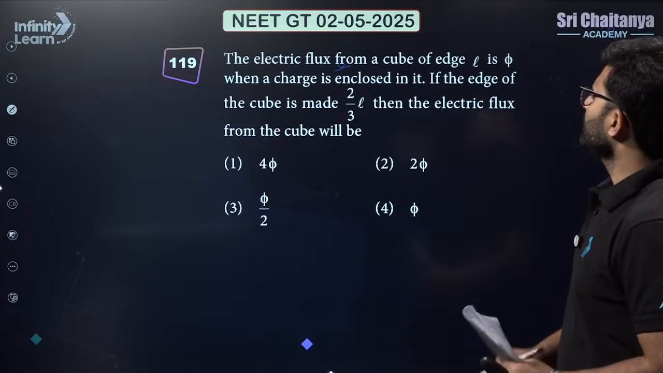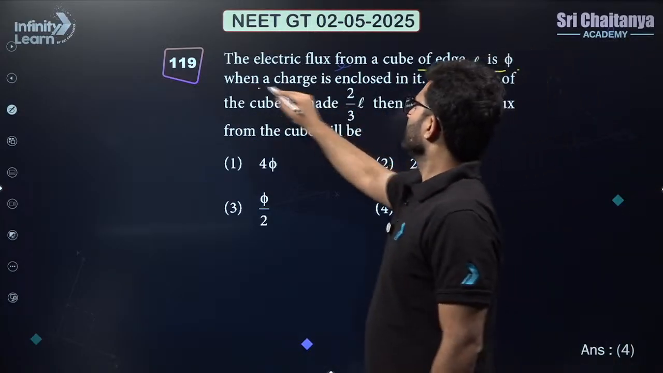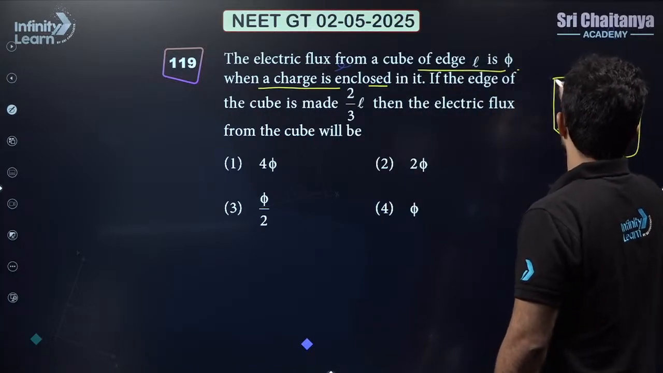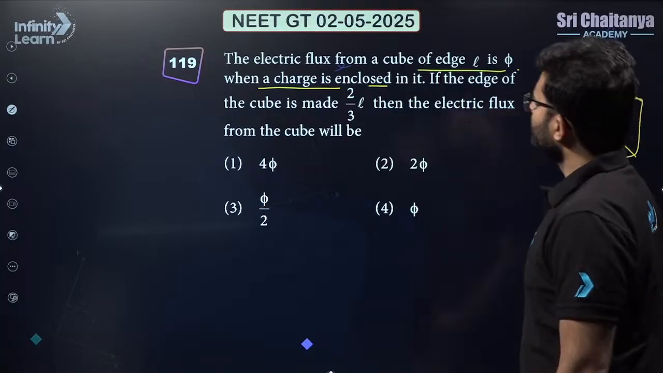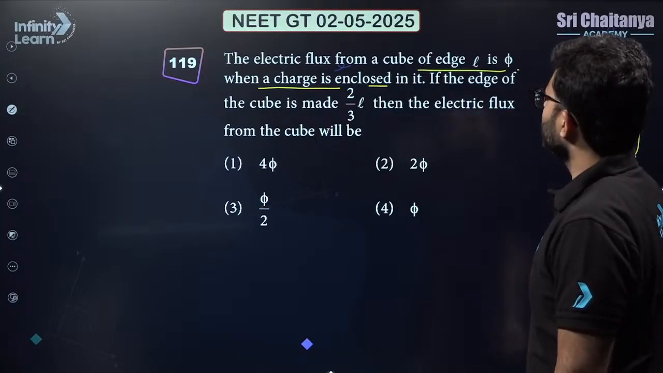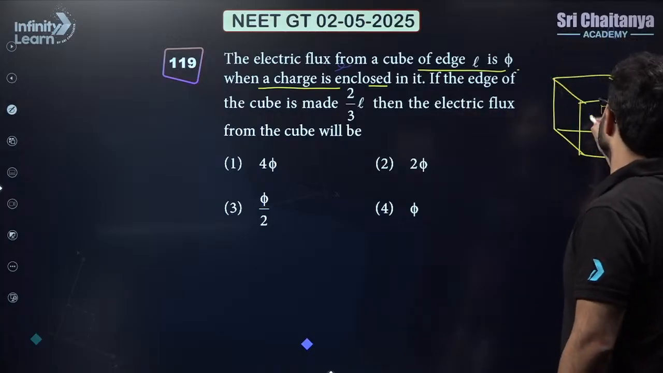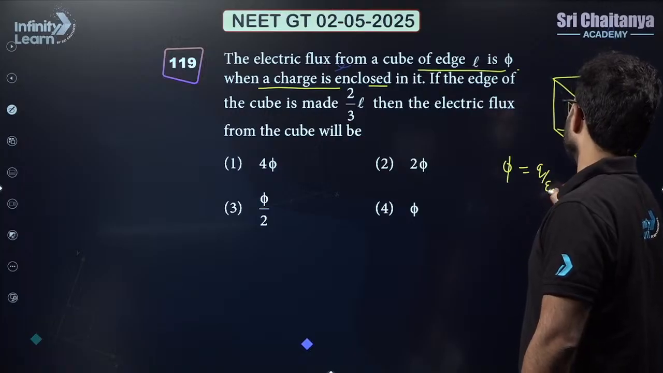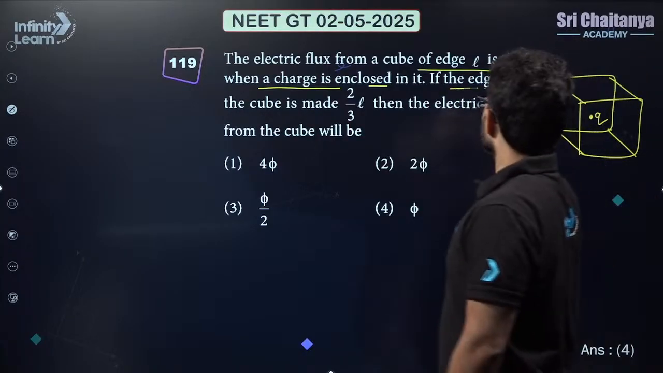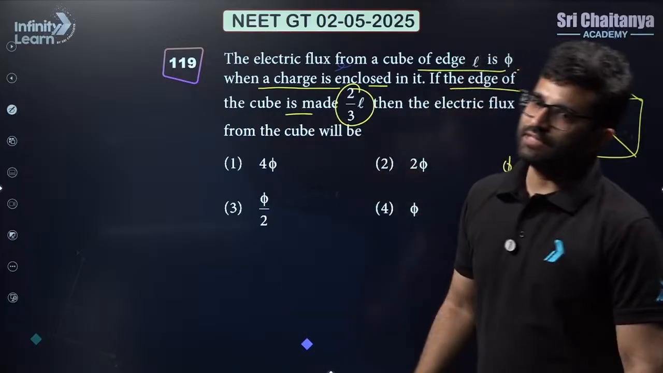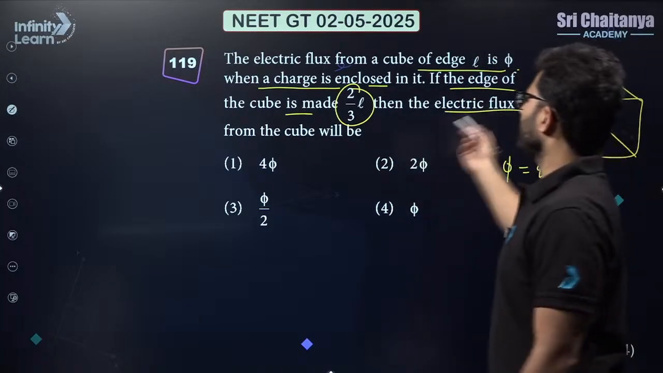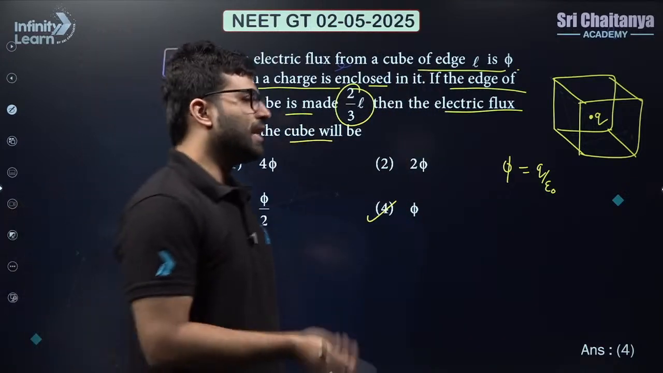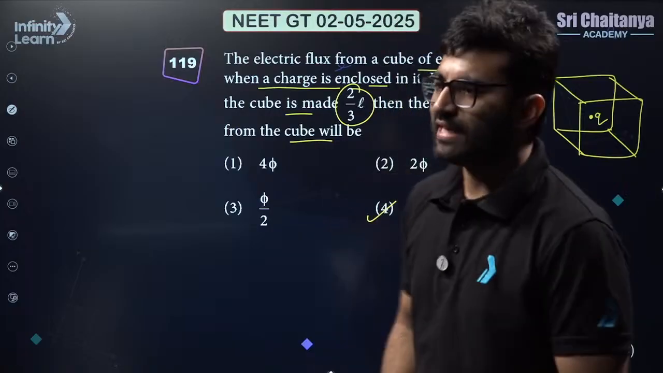Next. The electric flux from a cube of edge L is phi when a charge is enclosed in it. So we have a cube, and there is some charge enclosed in it. So what is the flux? Flux would be equal to q upon epsilon naught because the charge enclosed is q. If the edge of the cube is made of length 2L by 3, then the electric flux from the cube would be the same phi, because q is kept inside. Whether the dimension is L or 2L by 3, the flux does not depend on the dimension.